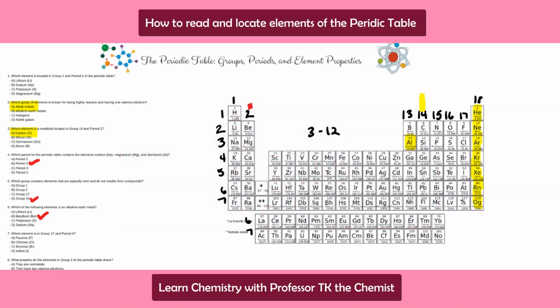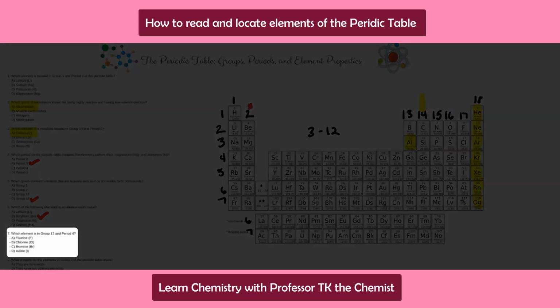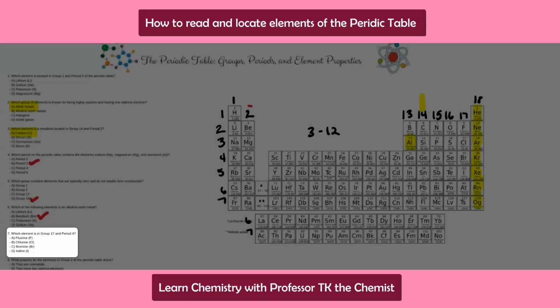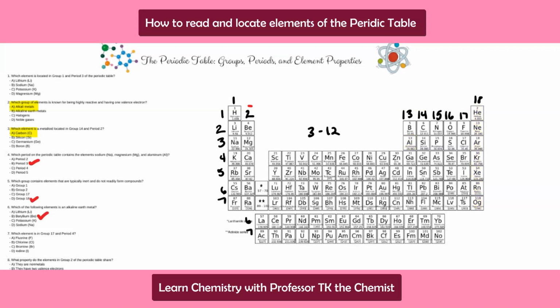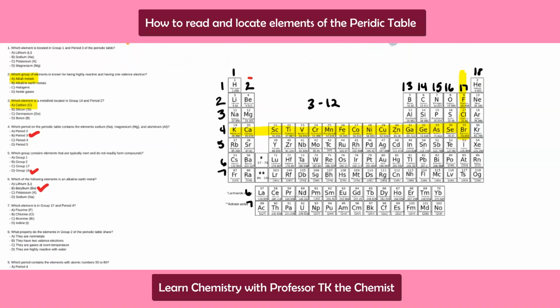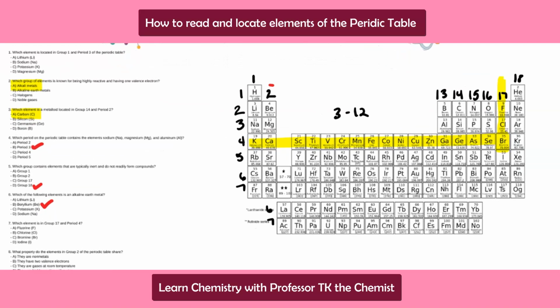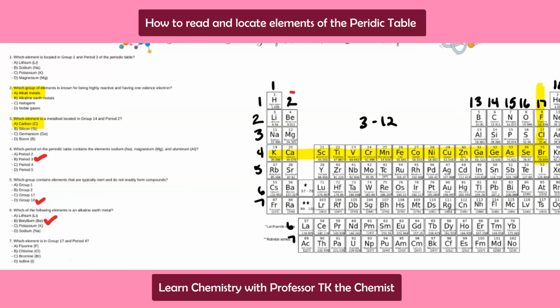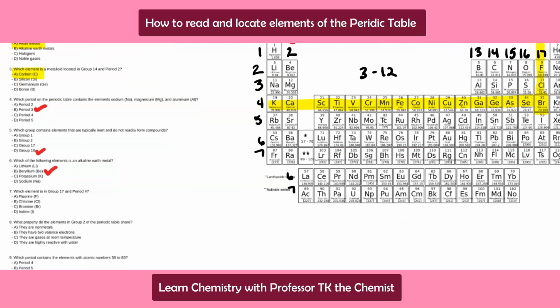Question 7 asks, which element is in group 17 and period 4? So again, all we have to do is go back and look for group 17, which is right here. And it said period 4. So if I zoom on over here and I merge the two columns together, I'm going to end up with bromine. So if we look at question number 7, and we zoom in a little so you all can see that. For number 7, the correct answer is bromine.